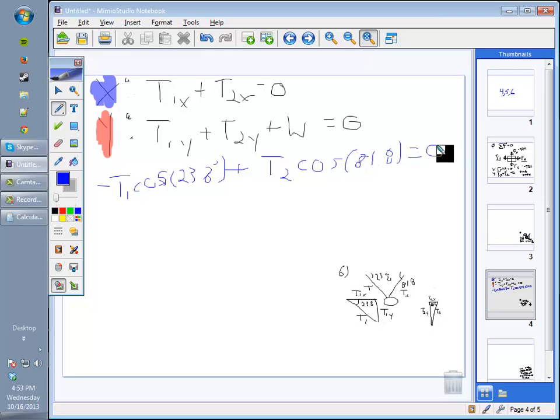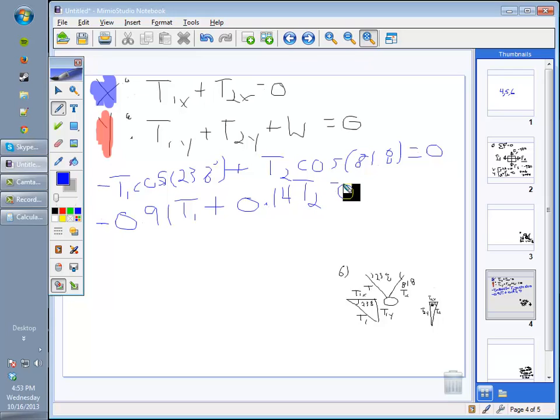0. Now, remember, cosines of angles are just numbers. So for the sake of making all this smaller, I'm just going to plug in the numbers. So cosine of 23.8 degrees is 0.91 T1. Should be negative. I don't know why I did that. Alright. Plus cosine of 81.8 is 0.14 T2 equals 0.